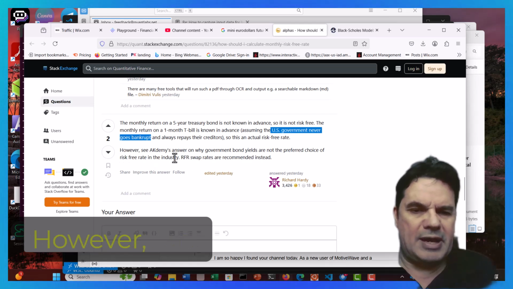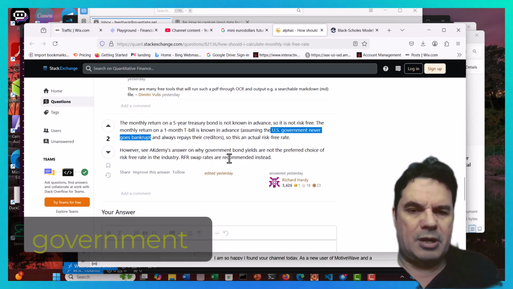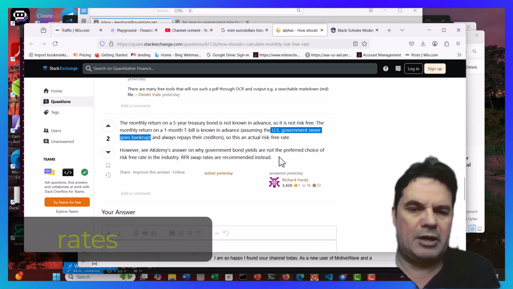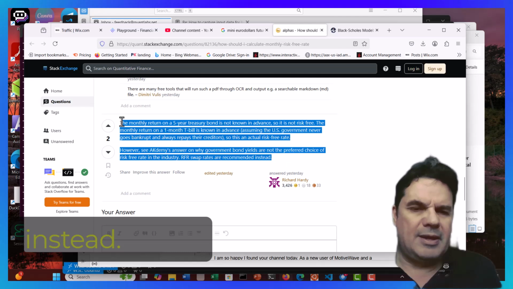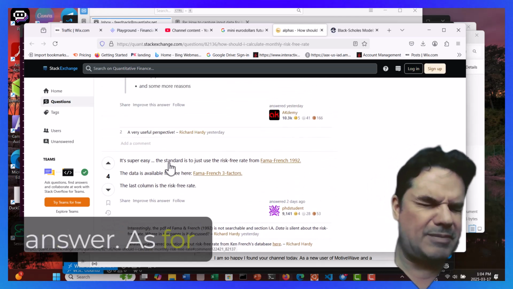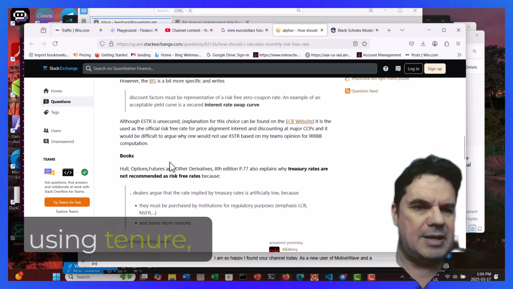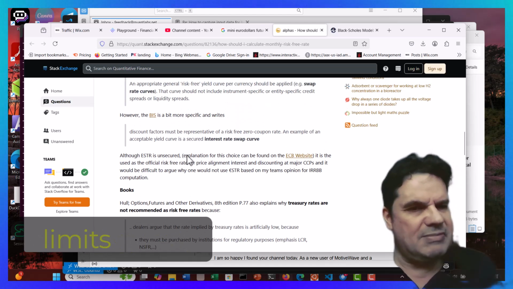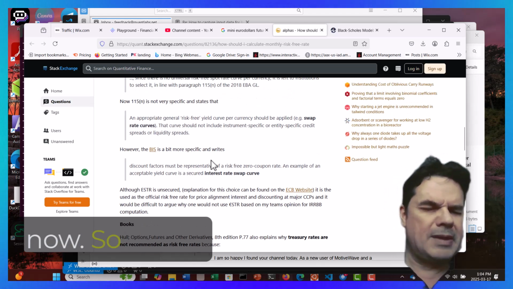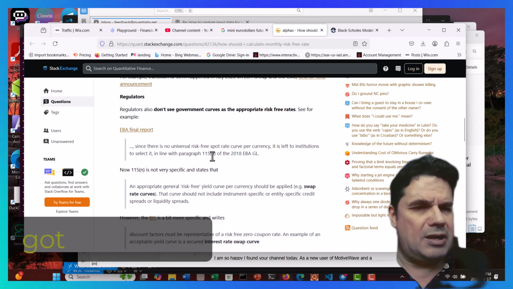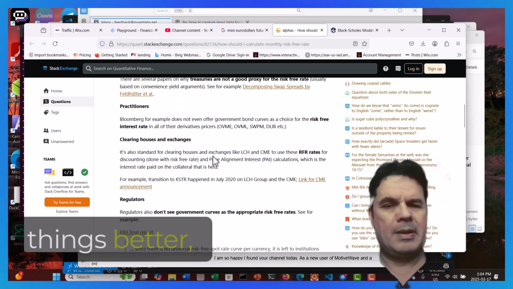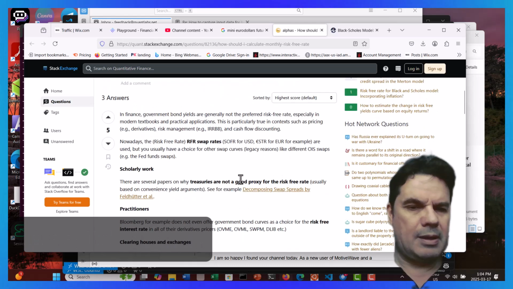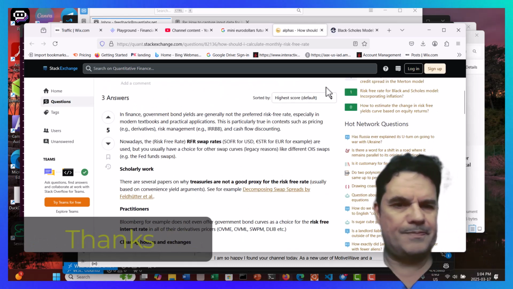The next answer, however, is from AK Academy, on why government bond yield is not the preferred choice of risk-free rate in the industry. RFR swap rates are recommended instead. Okay, so there's your answer. As for me, I'm using a 10-year, maybe 5-year, but for me, I'm just doing guesstimates right now. If you've got some that you think are better, let me know. And if it's downloadable, even better, let me know. And I'd like to know the URL that you would use.